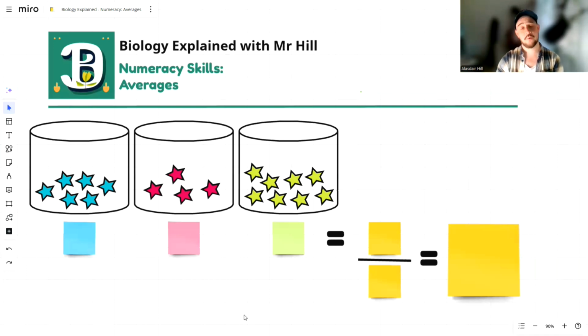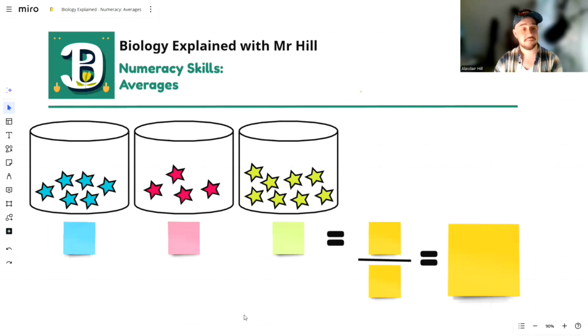So in the example that we're going to run now, you can see that we have 3 different beakers with different numbers of stars, and we want to calculate the average number of stars per beaker. So quite simply, you need to count up the stars in each beaker, add them all up, and because there are 3 beakers, divide that number by 3 to give us our average.